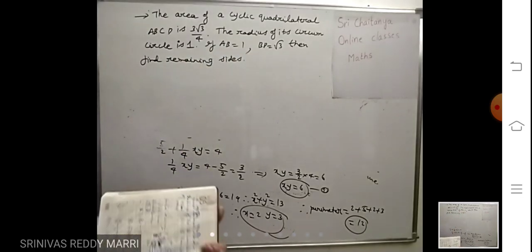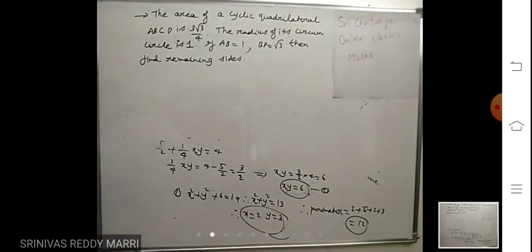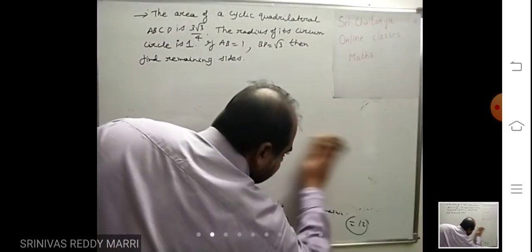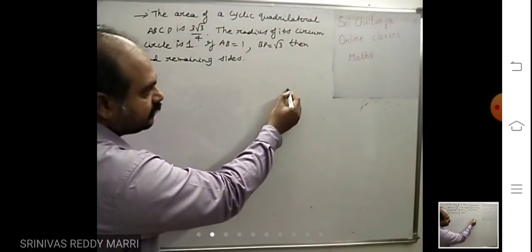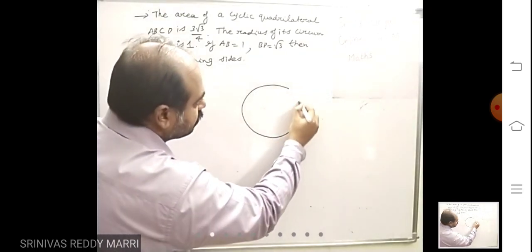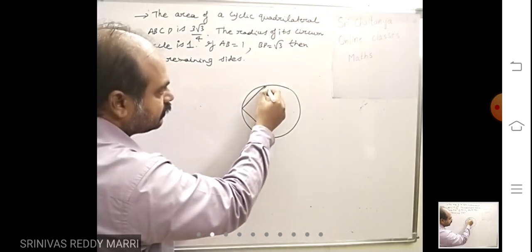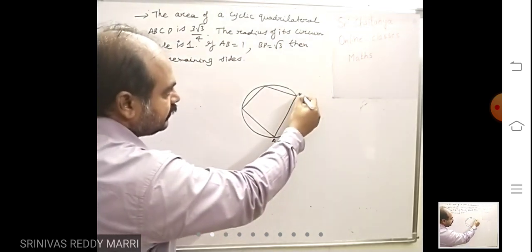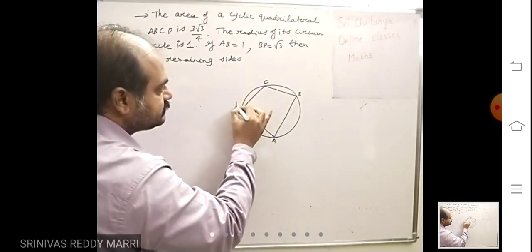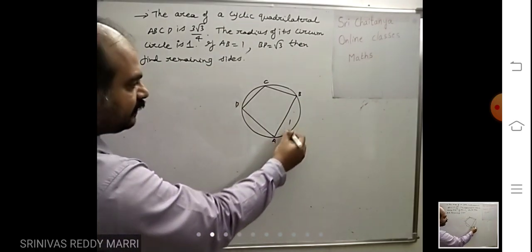Look at this application. If you have any doubt in the previous problem, you will get clarity. Look at the similar application. Now draw the diagram, the cyclic quadrilateral diagram. So draw a circle and then the quadrilateral. I have drawn like this, right? So A, B, C, D. Now enter the given data: AB equal to 1.